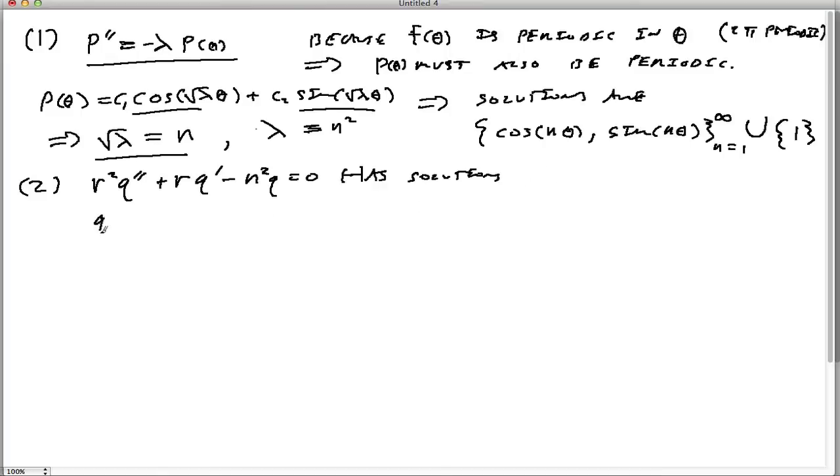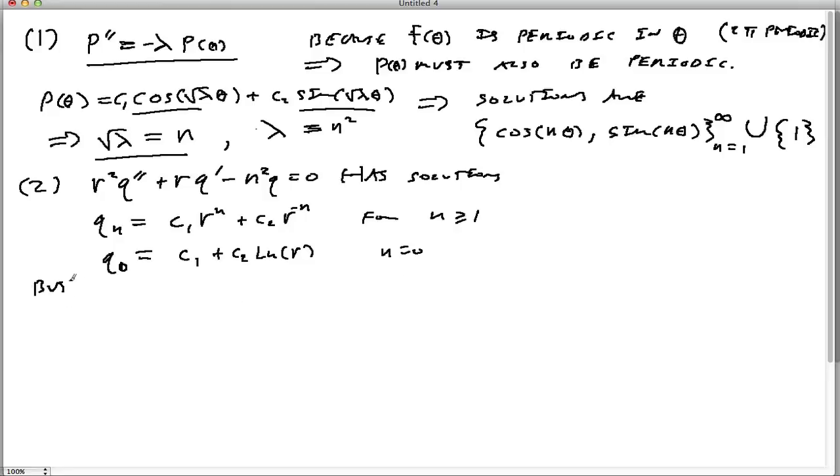The solutions are Q n equal to C1 R to the n plus C2 R to the minus n for n greater than or equal to 1, and Q 0, so this is for n equal to 0, is going to be C1 plus C2 natural log of R. All right, but we want U of R, theta to be bounded.